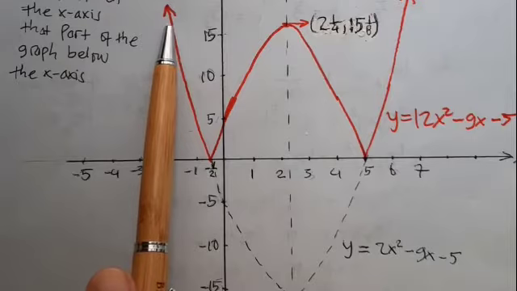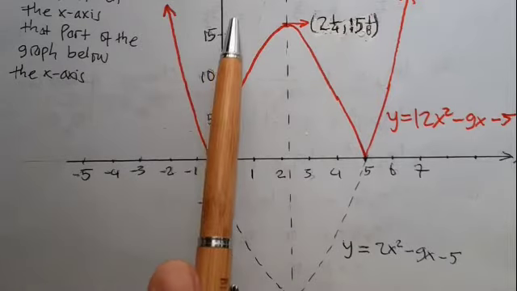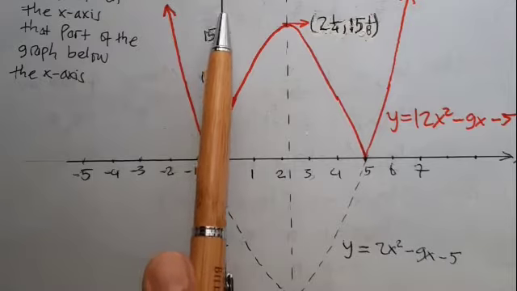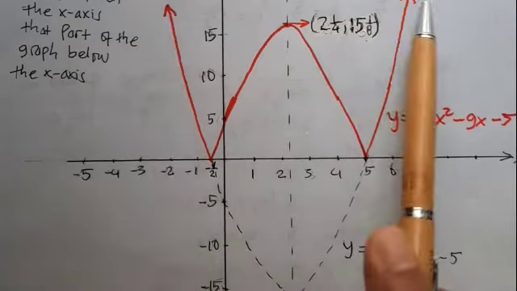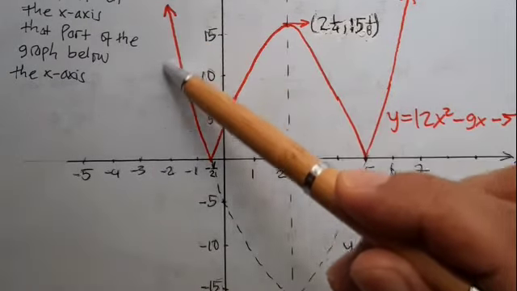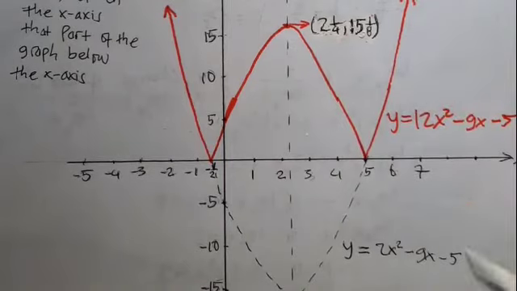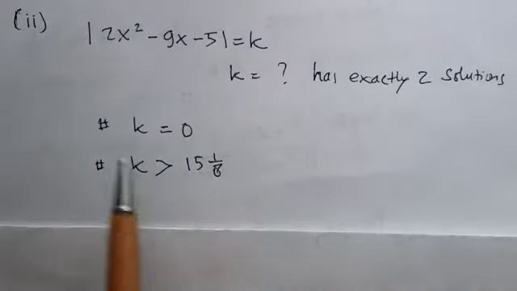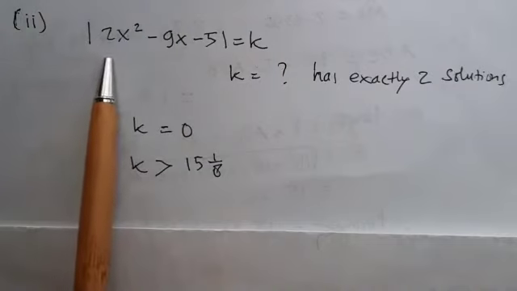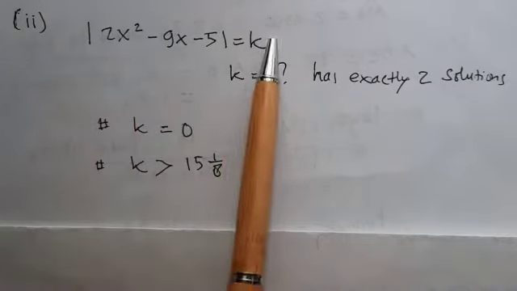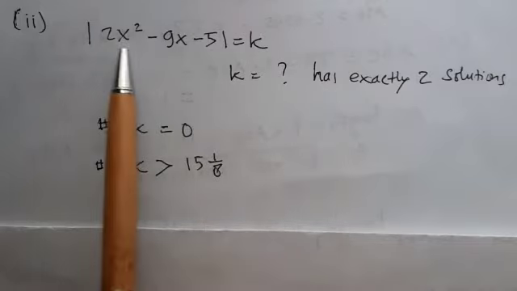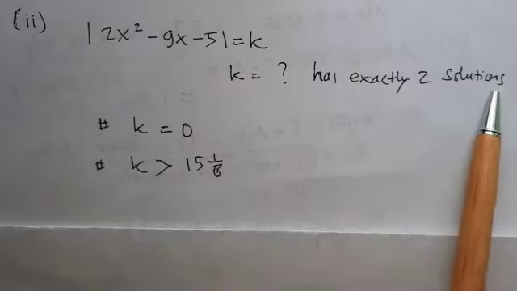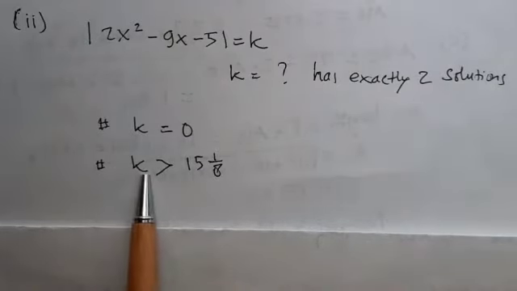For example, when y equals 16, the line cuts the graph twice, here and here. Thus there will be 2 values of x, one here and the other here. So for the equation absolute value of 2x squared minus 9x minus 5 equals k, the graph has exactly 2 solutions when k is 0 and when k is greater than 15 1 over 8.